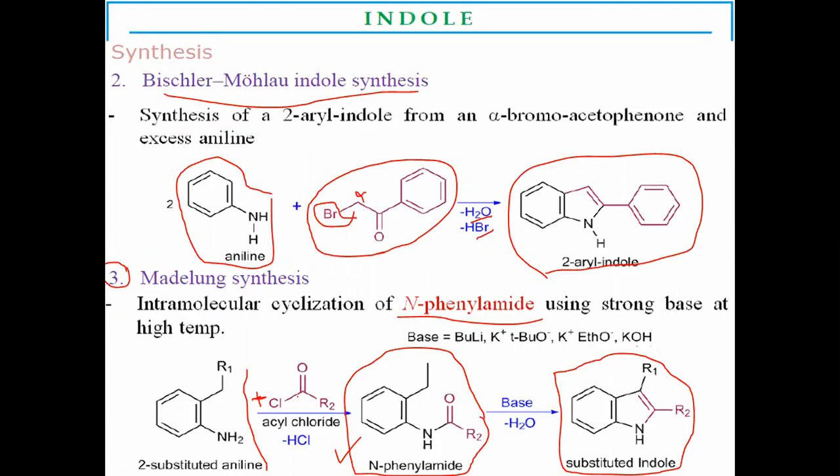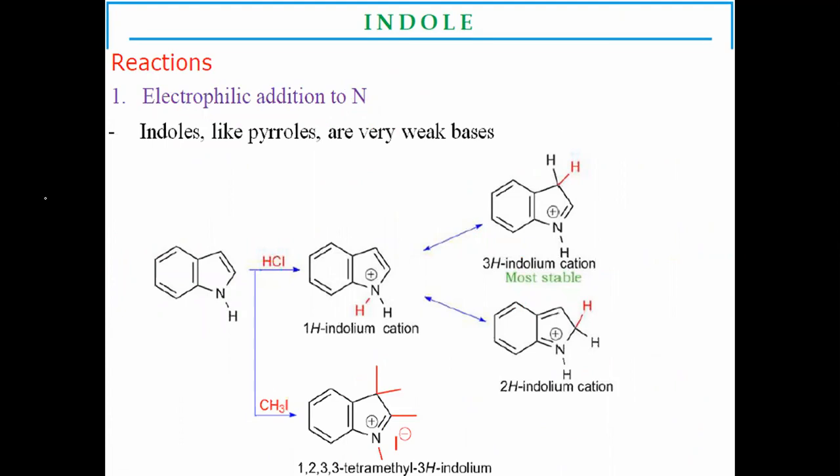These are some syntheses of indoles. One is Fischer indole synthesis. Second is Bischler-Mohlau indole synthesis. And third, Madelung synthesis. Now we have to move on to the chemical reaction part of the indole. First reaction is electrophilic addition to nitrogen atoms. Here nitrogen is a pyrrole-like nitrogen.